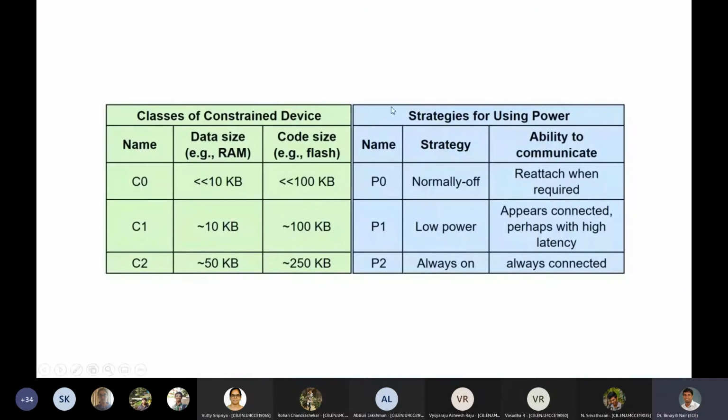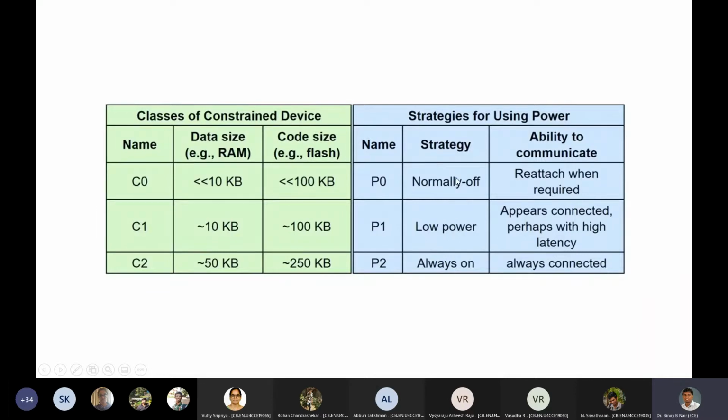This is one very important thing that you should know. We have talked about these classes, but there is another very important aspect, which is how you are going to use power. As far as constrained device classes are concerned, you have C0, C1 and C2. Similarly, you have three different strategies for using power. Please understand that you can have any combination of C and P together.